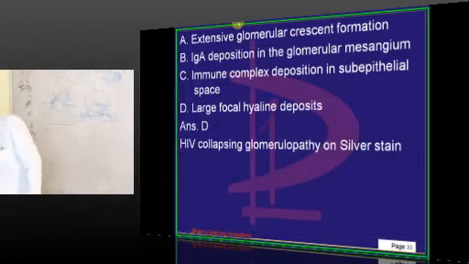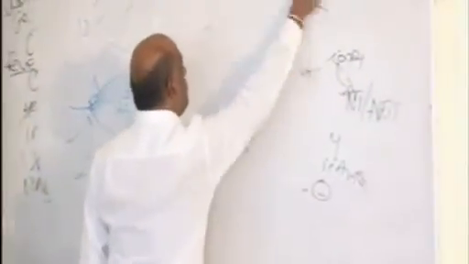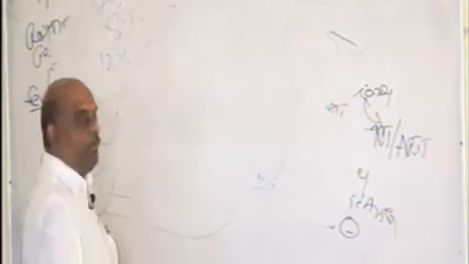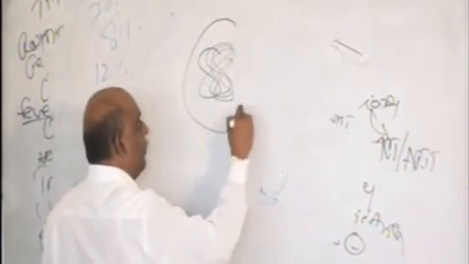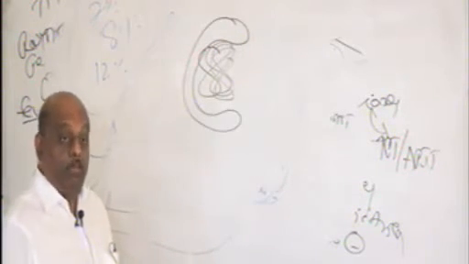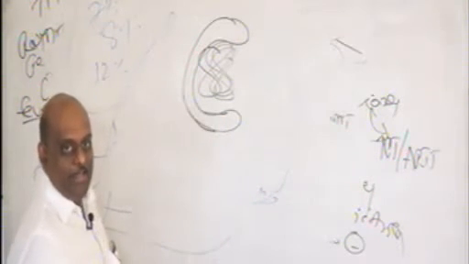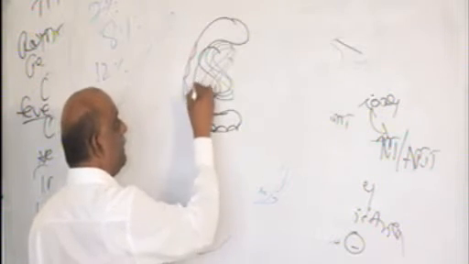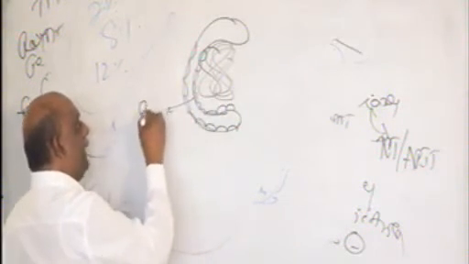Give me the board. Basically, if you look at the structure of the Bowman's capsule overlying the glomerulus, what do you have, doctor? You have the glomerular capillaries on which you are having the Bowman's capsule. Bowman's capsule has two layers, one visceral layer, one parietal layer. Each of them have got epithelial cells. The visceral layer epithelial cells are also called podocytes.